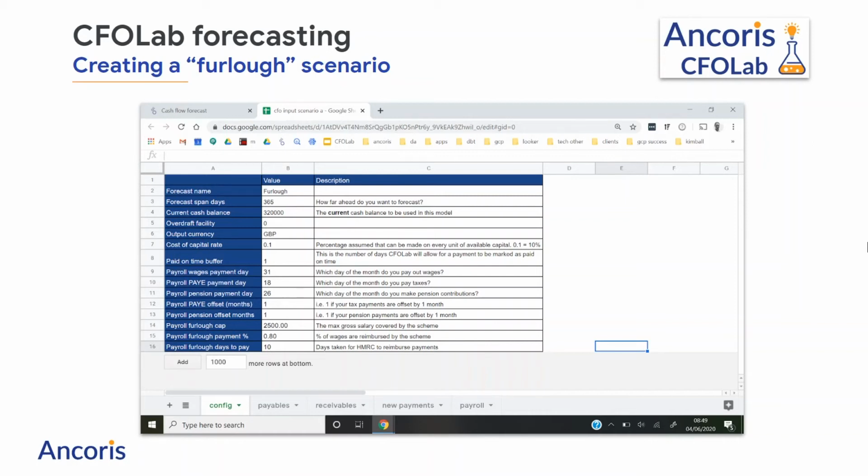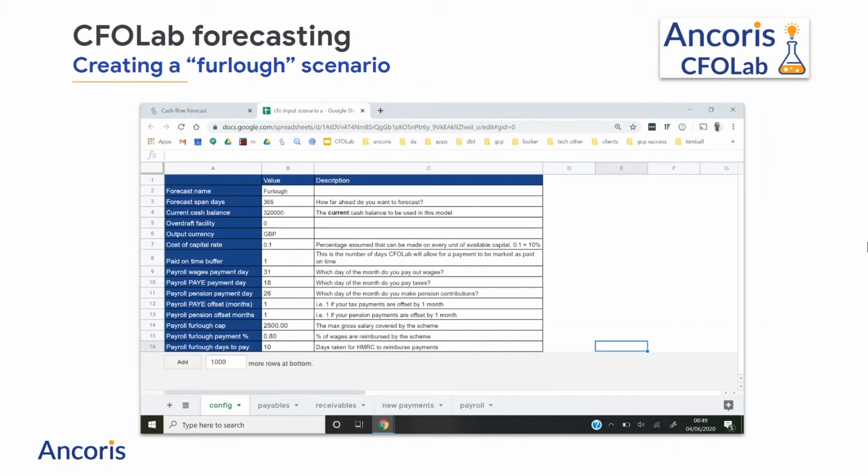So in this example, we are creating a furlough example. I've got my furlough in my forecast name here. And then some of the other relevant config items are the furlough cap. This is currently set by the government at 2.5K. The percentage that the government will cover, which is currently 80%. And here we can enter the number of days it takes for HMRC to rebate our payments. Currently, that's around 10 days.